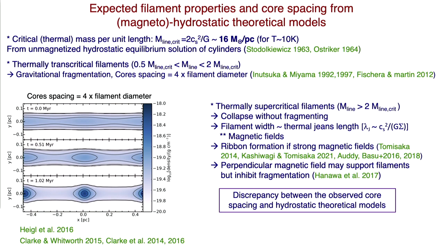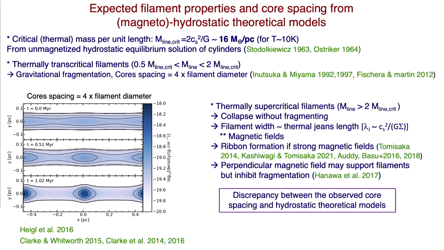And here I will give some properties of filaments for theoretical models of isolated filaments in hydrostatic equilibrium. These models say that when the line mass of a filament is of the order of the critical line mass of stability, then these filaments are prone to gravitational fragmentation, and the spacing between the fragments is equal to 4 times the diameter. And when the filaments have a line mass larger than twice this critical value, which is of the order of 16 solar masses per parsec for a 10K molecular cloud, these supercritical filaments are expected to collapse without fragmenting, and their width is proportional to the thermal Jeans length.